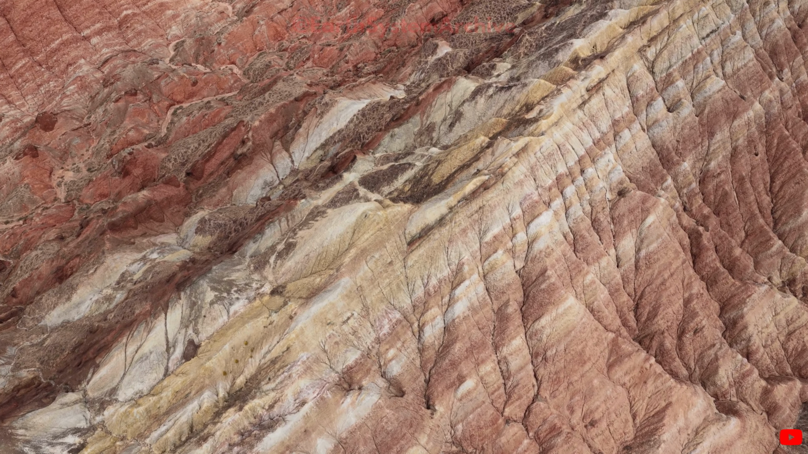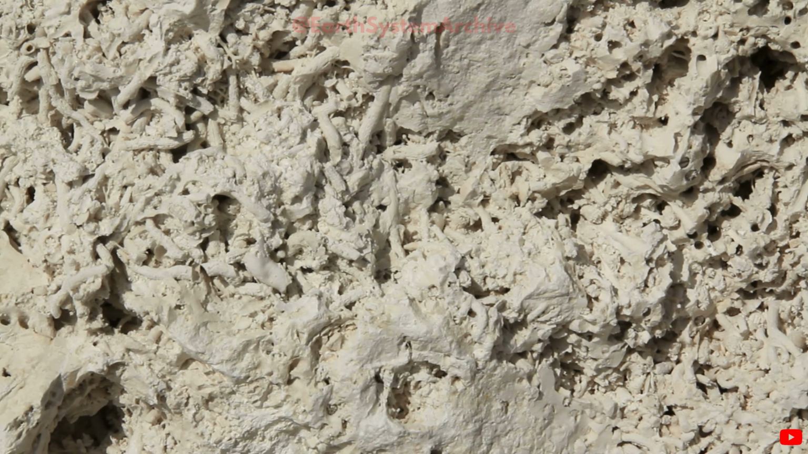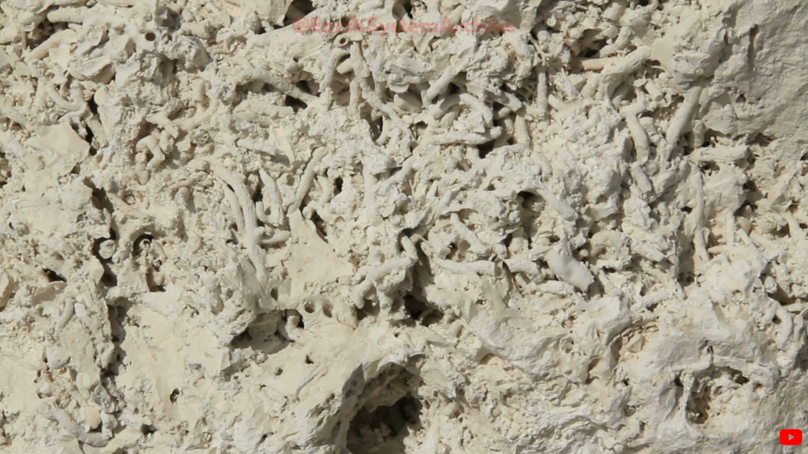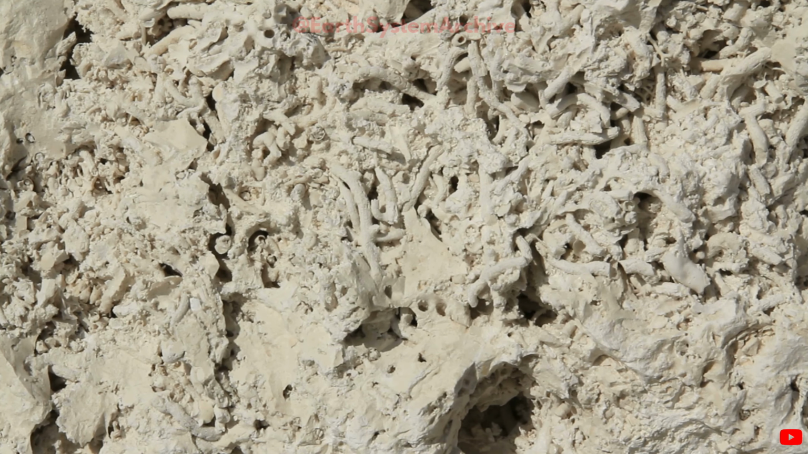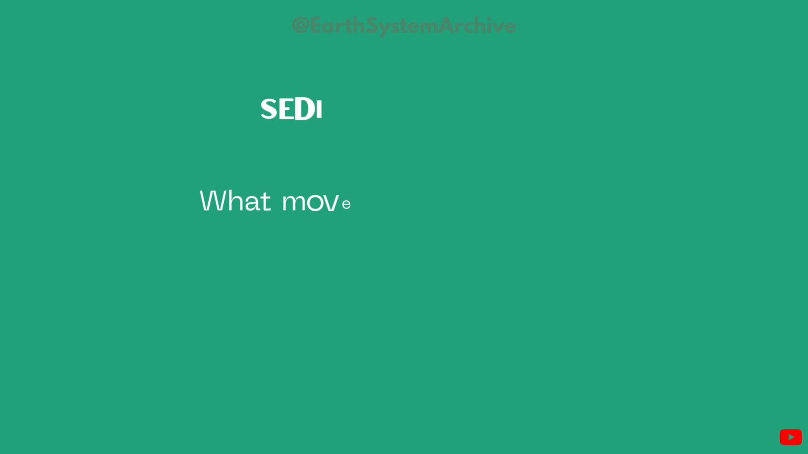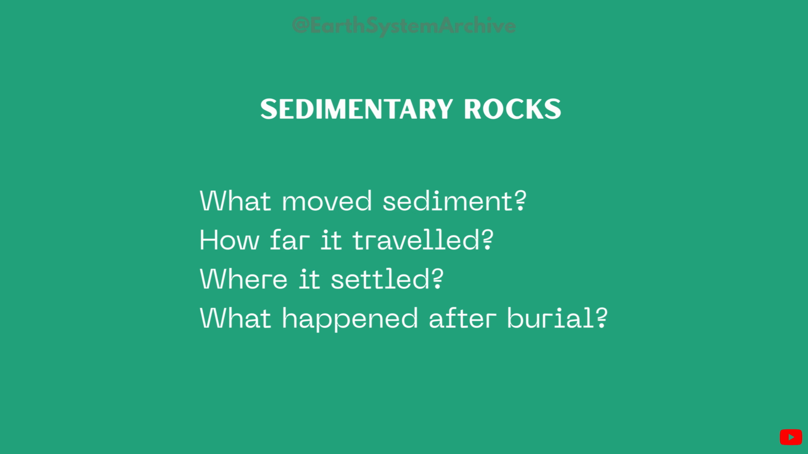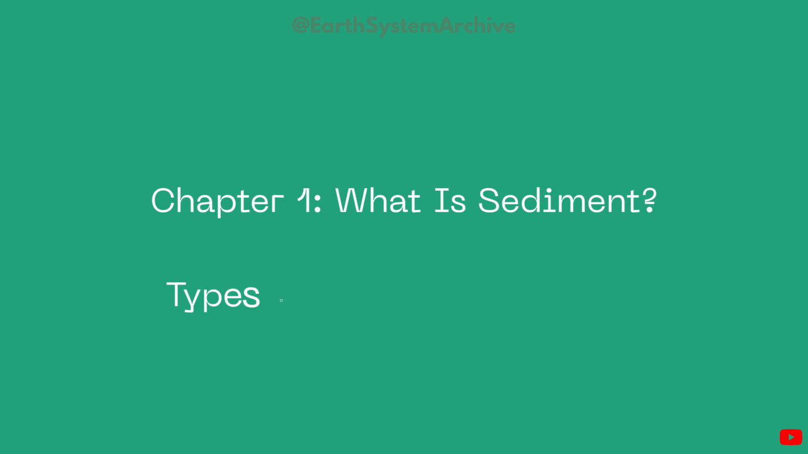Sedimentary rocks. These rocks are Earth's history books. They cover the majority of the planet's surface, and hidden within their layers are clues about ancient oceans, lost deserts, and the evolution of life itself. Today, we will learn how to read them. By the end, you can infer what moved sediment, how far it traveled, where it settled, and what happened after burial.